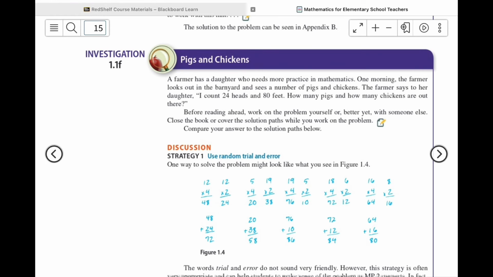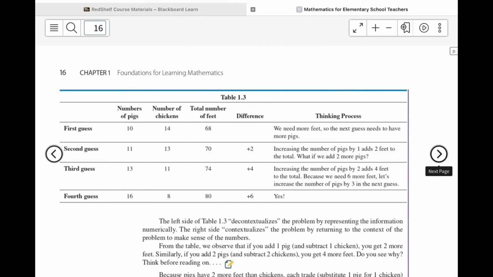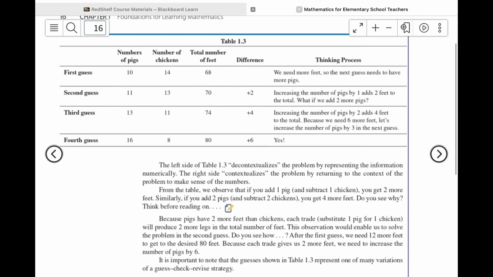So here they go through several different methods. Random trial and error. This is not one that I would suggest, but it's valid. You could just start picking numbers of chickens and numbers of pigs and keep trying until you got to an answer there. We're going to avoid random trial and error. Another strategy that's similar but a little bit more organized is the guess, check, and revise with a table. So in this one, we aren't just randomly picking numbers, we're using our most recent guess to inform our next guess. I'm going to go over all of these in detail, but this is just an overview right here.